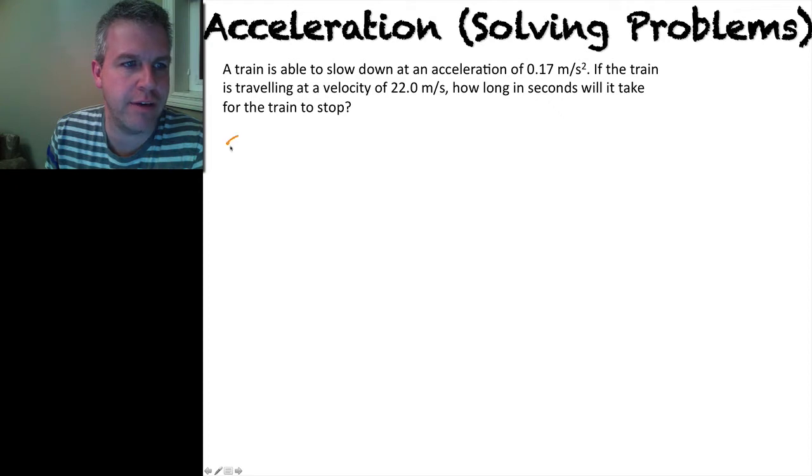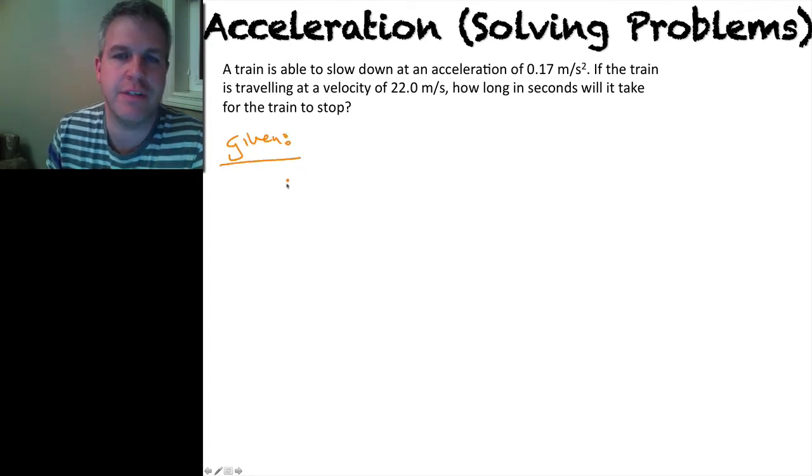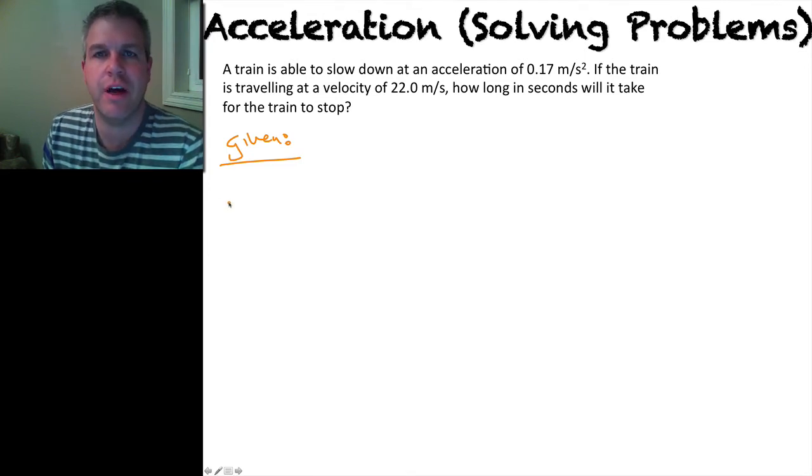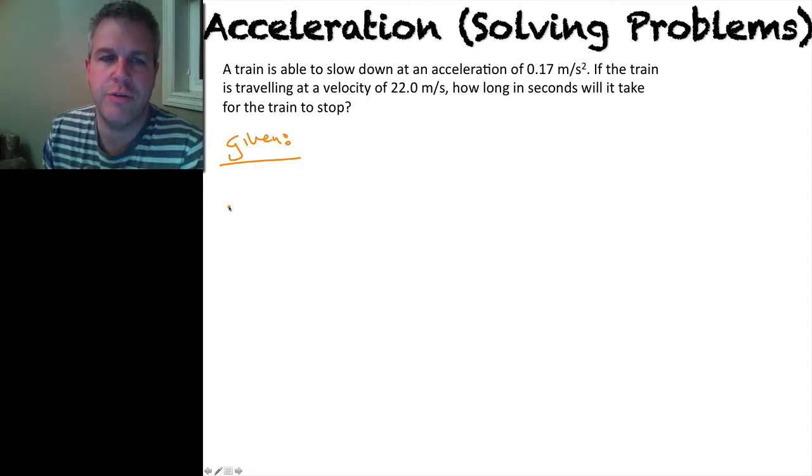As I like you guys to start every problem that we're dealing with in physics, we're going to write down everything that we are given, all of our variables. So here we have a train is able to slow down at an acceleration of 0.17 meters per second squared. If the train is traveling at a velocity of 22 meters per second, how long in seconds will it take for the train to stop?